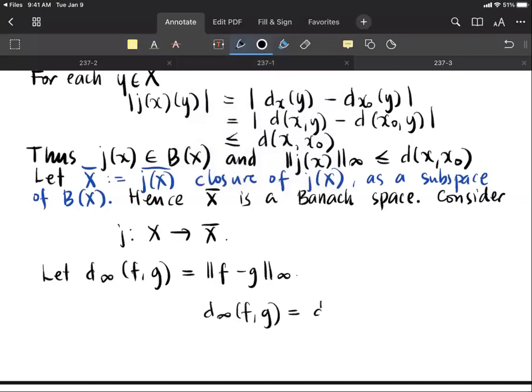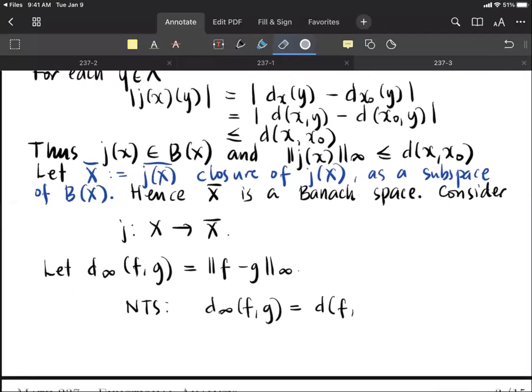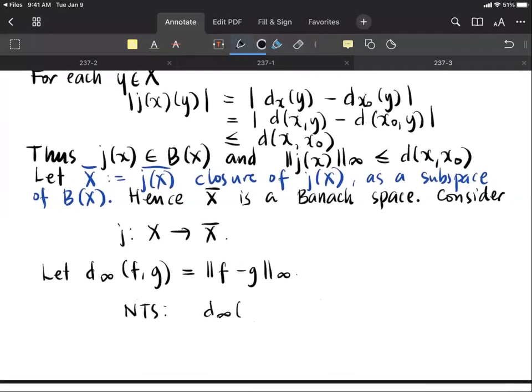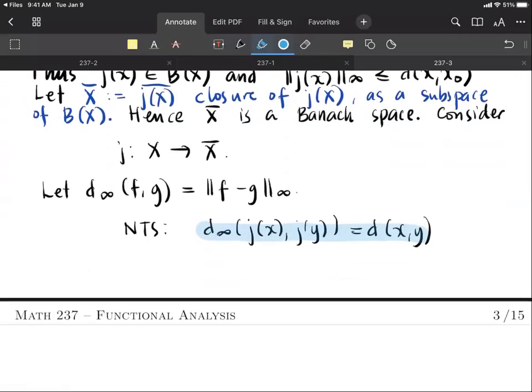So this is the goal, or this is the equation that we would like to establish. I think there are missing arguments here. So instead, we should have, let's say, the norm of J of x minus J of y. This should be the same as the distance of x and y. So let us prove this.